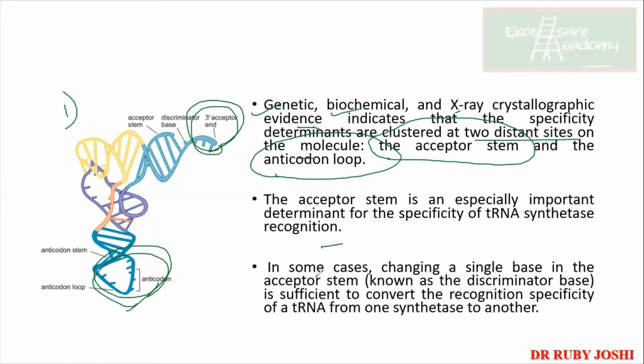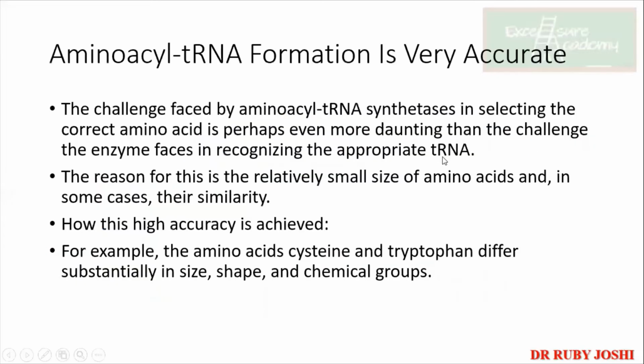In some cases, changing a single base in the acceptor arm, which is also known as the discriminator base, is sufficient to convert the recognition specificity of a tRNA from one synthetase to another. Okay, this is an example where they have changed the nucleotide sequence, okay?